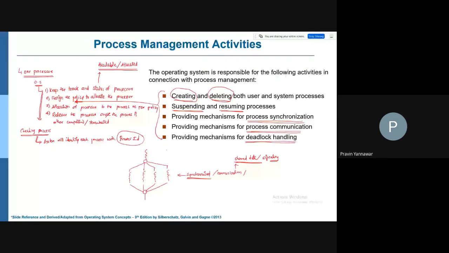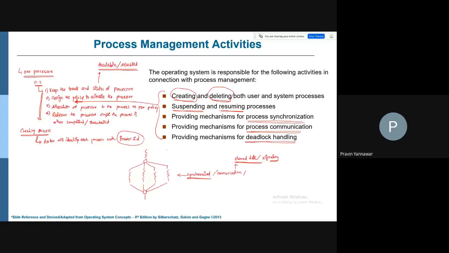You need to decide a mechanism like process communication. You need to decide a mechanism so that by any means your system will not enter into a deadlock situation. So deadlock handling is an important point.